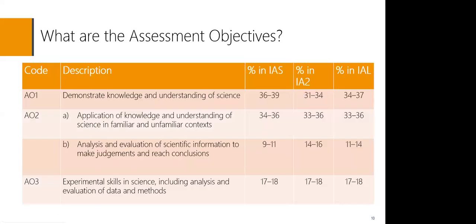There are 3 assessment objectives, and they describe the type of learning that is being assessed. So AO1, assessment objective 1, is to demonstrate knowledge and understanding of science. Questions matching this assessment objective will require students to demonstrate learning of biological knowledge and understanding, which is detailed in the specification. So anything in AO1 is from the specification.